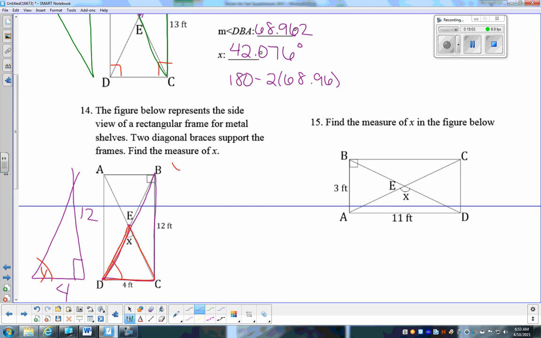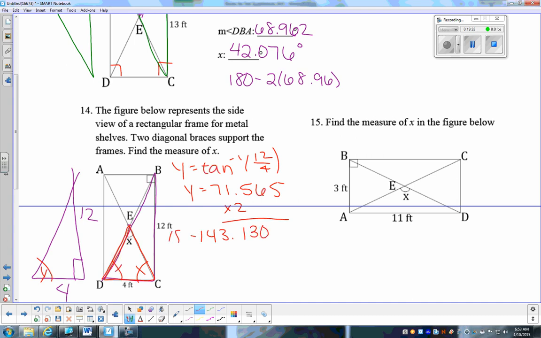So I know that y equals the tangent inverse of 12 over 4. So y is 71.565. So I know that my base angles are both 71.565. So if I multiply that by 2, I know my base angles add up to 143.130, and subtract that from 180. I get that x equals 36.87 degrees.